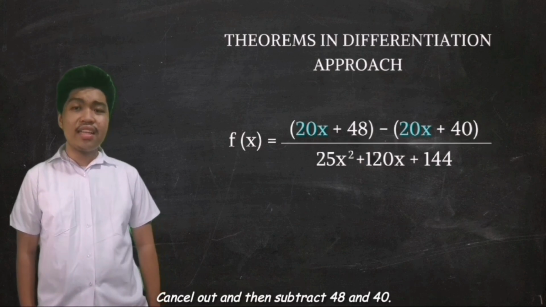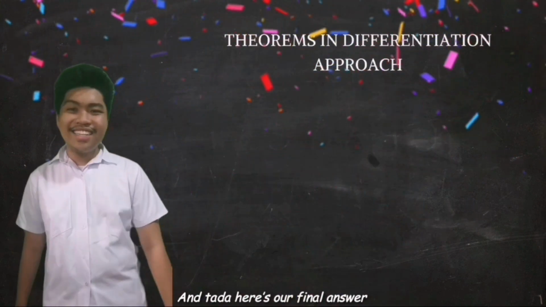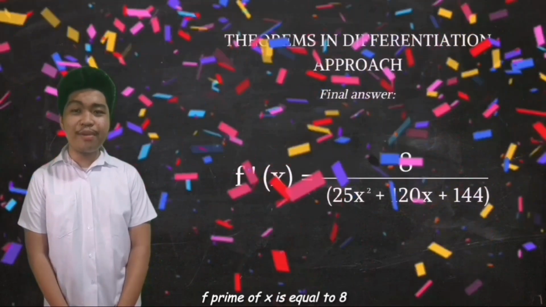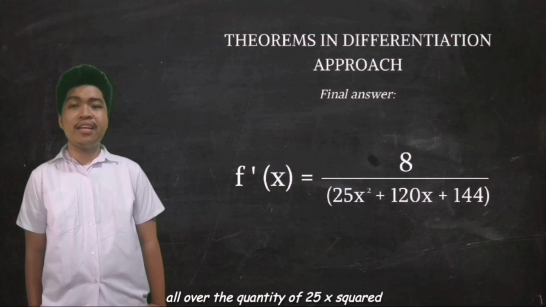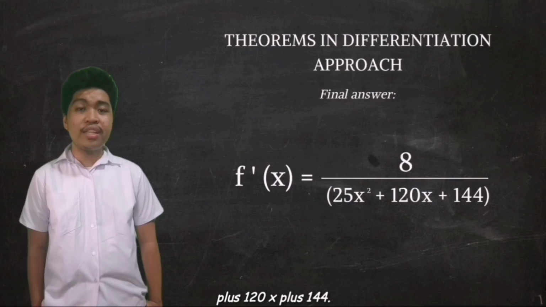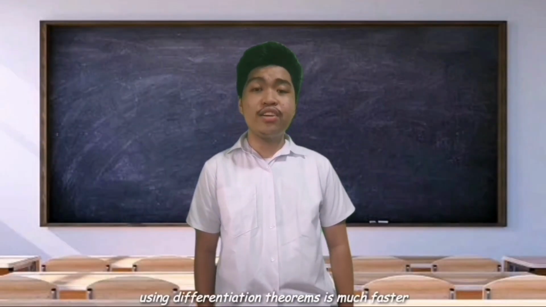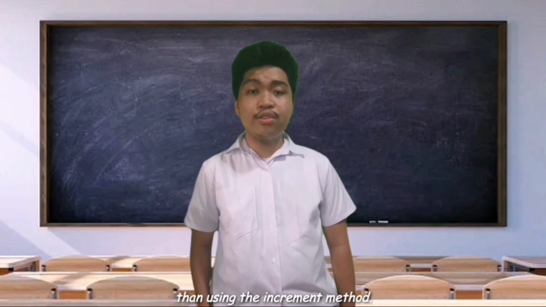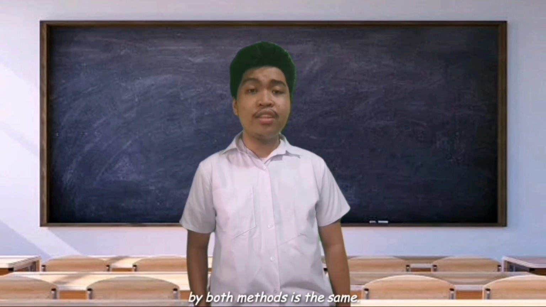Cancel out and then subtract 48 and 40. And tada! Here's our final answer. F prime of x is equal to 8 all over the quantity of 25x squared plus 120x plus 144. As you can see, using differentiation theorems is much faster than using the increment method. And still, the derivative obtained by both methods is the same.